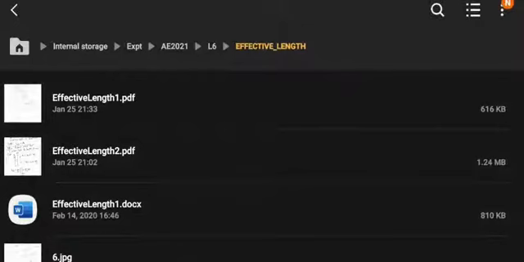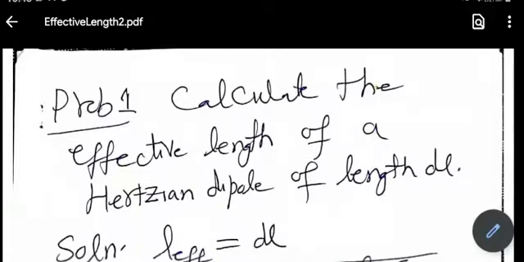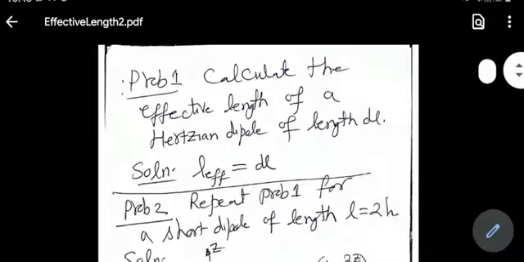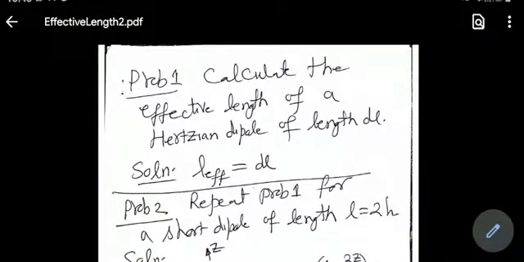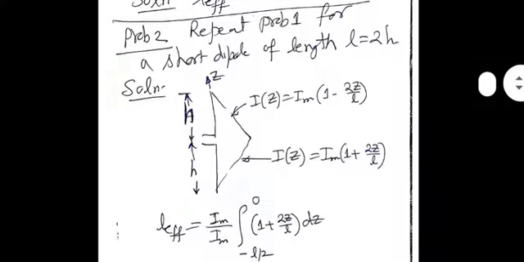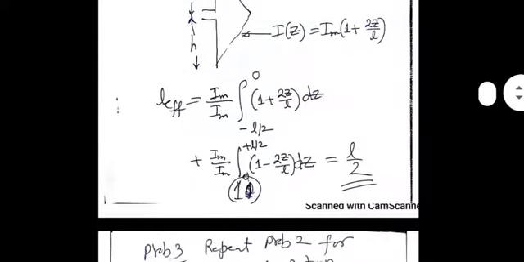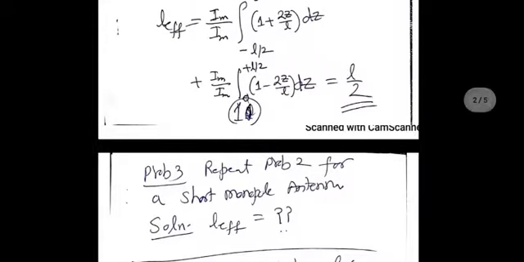In fact, there is a formula for calculating effective length of a dipole of any arbitrary length as well, which I have given in the second document. This problem, of course, is already solved in the previous document. So let me not waste your time. This one is already solved. You can look at this solution compared to the one shown in the previous document.